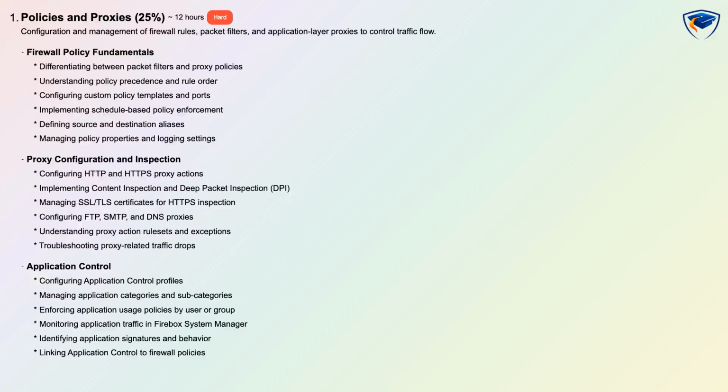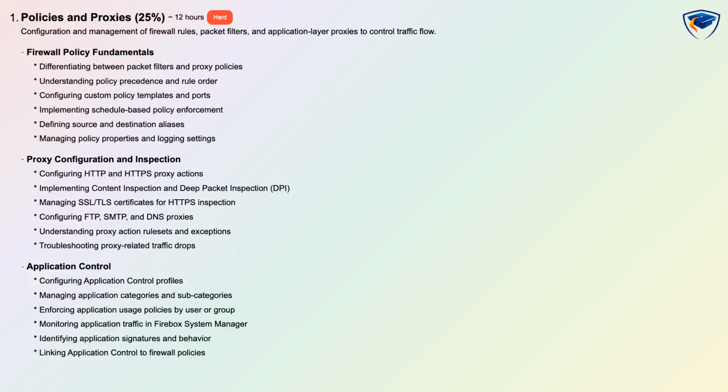Policies and proxies is weighted at 25%, rated hard, and estimated at 12 hours with hands-on and conceptual assessment. You will learn firewall policy fundamentals including the difference between packet filters and proxy policies, rule order and precedence, schedule-based enforcement, and how to define source and destination aliases.